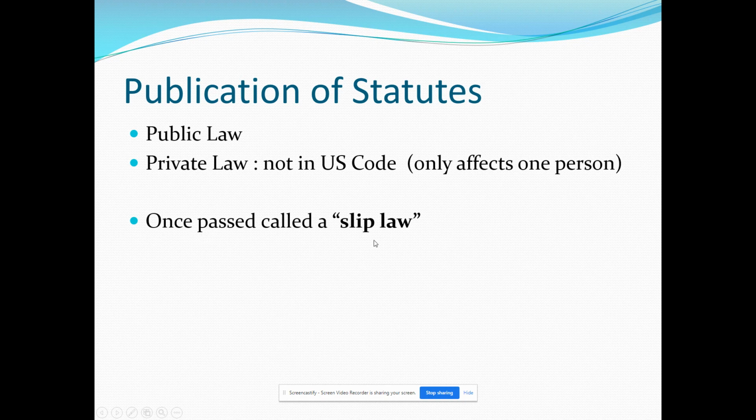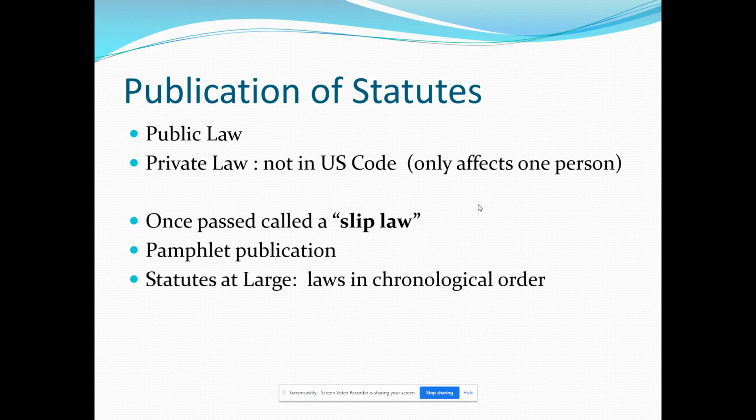Okay, and so it's passed. They call that a slip law. Okay, so it's passed, but it doesn't have a number. It does not have a way to cite it in the U.S. Code. So they call that a slip law. And it is published in what is known as pamphlet publication. So a soft-covered publication, but in reality, it's just online in a virtual thing, but it doesn't have a number yet. And then that's published in what we call the statutes at large.